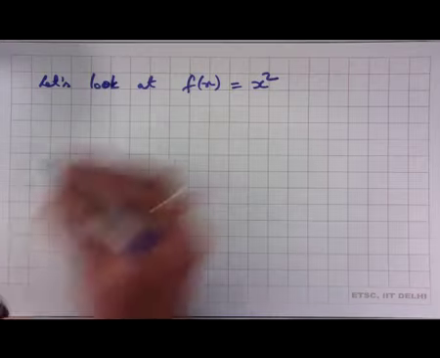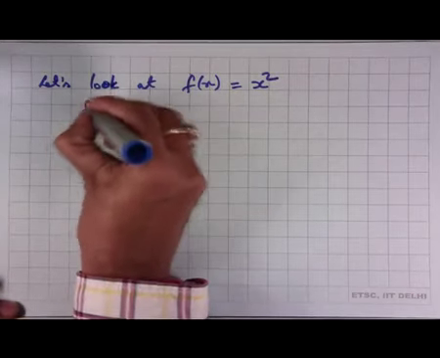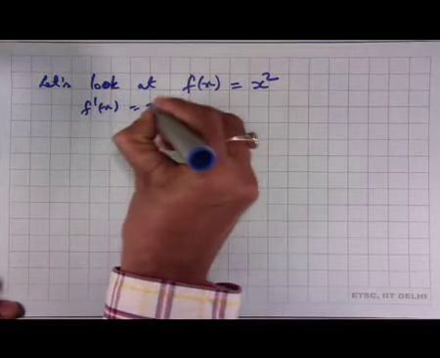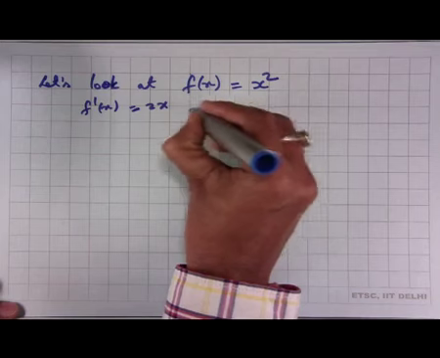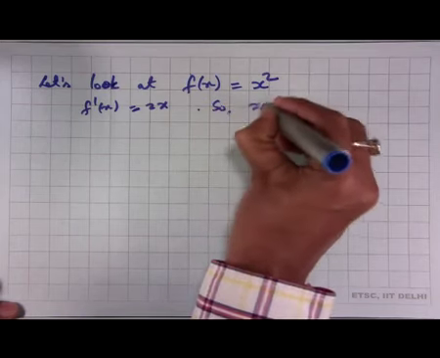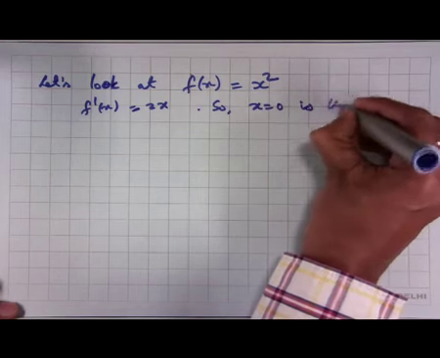Now, let us look at some examples. So, let us look at simply this function f(x) equal to x squared. If we find the critical point, f'(x) is equal to 2x. So, x equal to 0 is the only critical point.